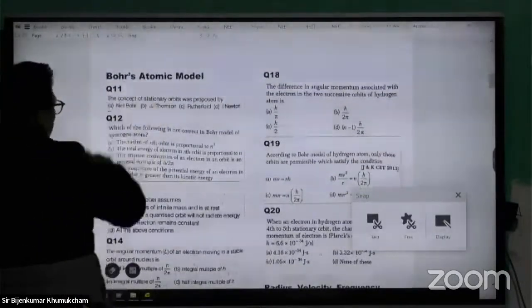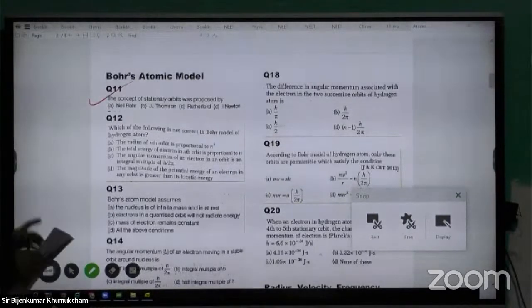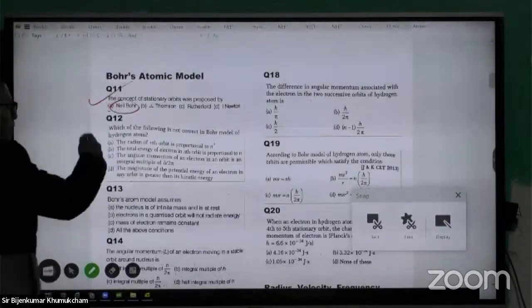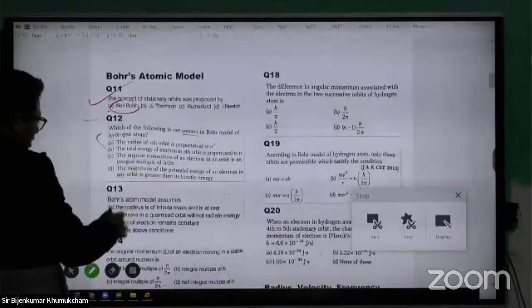Next, the concept of stationary orbit was proposed by: Rutherford, Newton, Thomson, or Bohr? Bohr's model, first postulate, stationary orbit. Which of the following is not correct in Bohr's model of hydrogen atom?